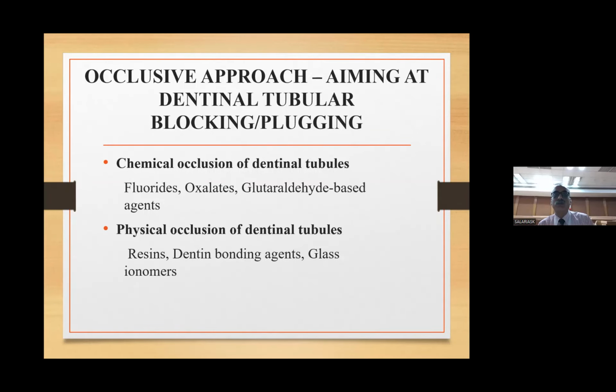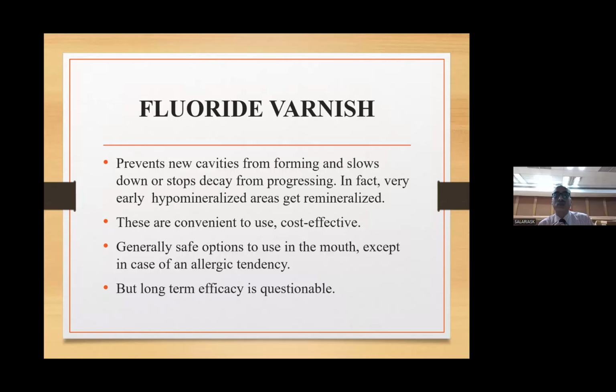As we all know, fluoride is one of the good agents that can be applied, which not only slows down or stops the progressing demineralization of decay, in fact, it may initiate the early hypomineralized area to get remineralized. These are convenient to use and cost effective, but sometimes they impart a distinct color that is not suitable for the patient's aesthetics. And certain patients have an allergy to fluoride as well.